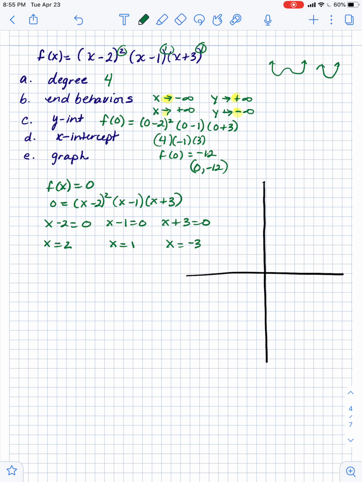Now, there's one slight thing that I still need to do in terms of my factors. Can you tell me what else I need to write on a factor? Okay, and hopefully your answer is that this has a multiplicity of 2 because of this exponent. Okay, so those are my answers. I could also rewrite those as negative 3, 1, 2 with a multiplicity of 2. Okay, so now let's get started and put all this on the graph.